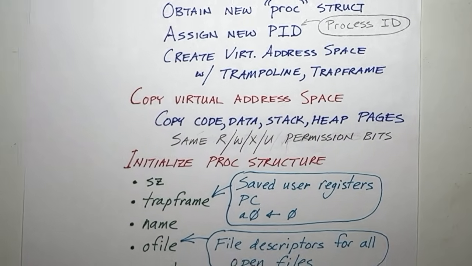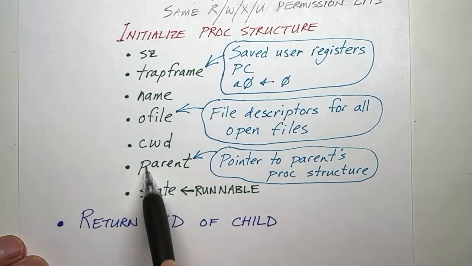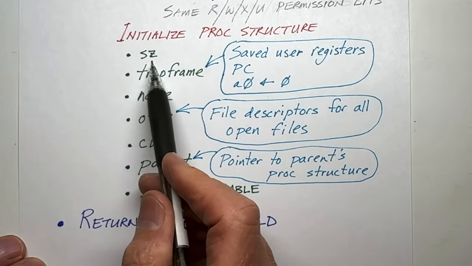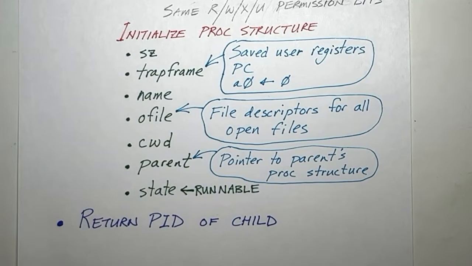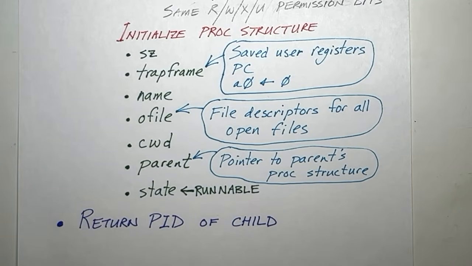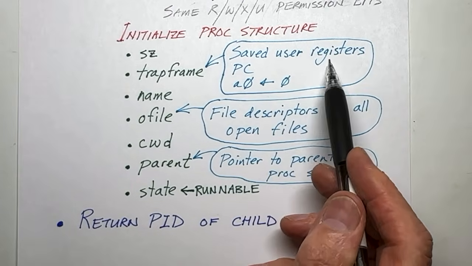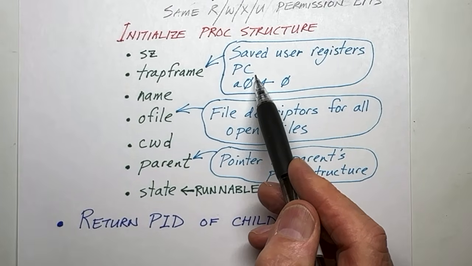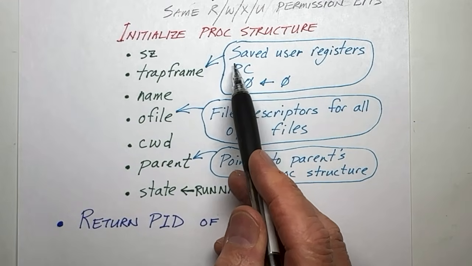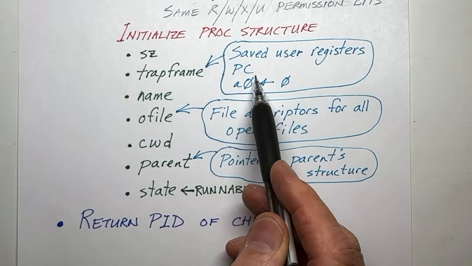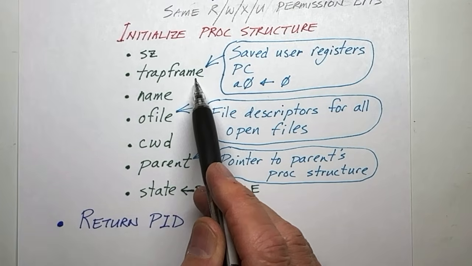We also initialize the remaining fields in the proc structure. We copy the size field, which is the number of bytes in the virtual address space, and since the virtual address space starts at 0, the size is just the same as the break address at the top of the heap. Next, we copy the registers and the program counter. When the fork system call was first invoked in the parent, the trap handler saved all the registers and the program counter in the parent's trap frame.